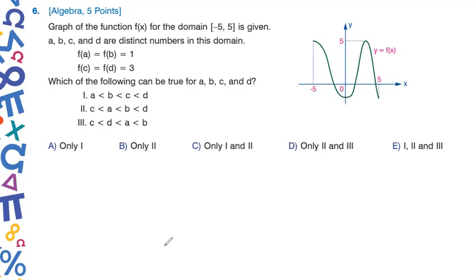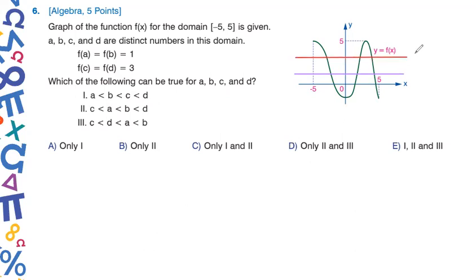Okay, let's start with f of A and f of B being equal to 1. Since this is 5, 1 will be somewhere right here, so I'm going to draw the line. Let's say this is y equals 1, right? And we are going to need 3 as well. So let's try a different color. Let's say this is 3.